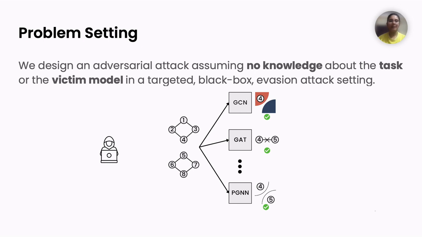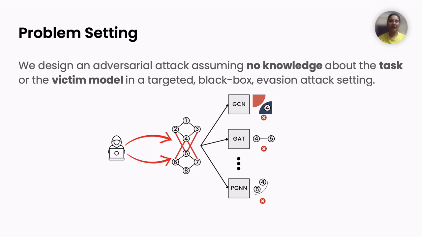In this work, we design an adversarial attack assuming no knowledge about the task or the victim model in a targeted black box evasion attack setting, which I will describe in the following slides. Intuitively, a company can use a given input graph for multiple predictive tasks and they can use any kind of GNN model. We want to study if we can create a generalizable attack that is effective in all these scenarios.